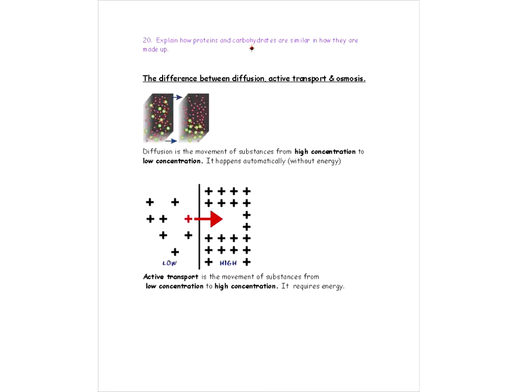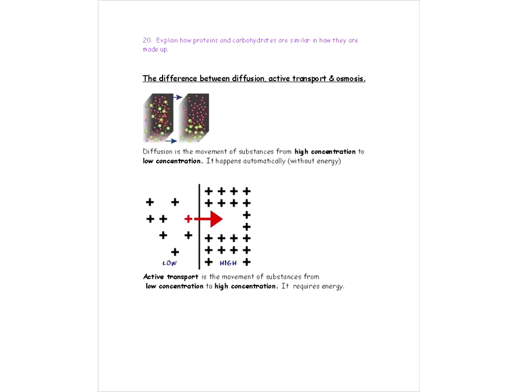Let's look at three different words that we looked at before: diffusion, active transport, and osmosis, and compare and contrast them. Diffusion is the movement of a substance from a high concentration area to a low concentration area. So here, if you focus on the green dots, there's a lot of them here, and they would bump into each other, and over time, they would spread out.